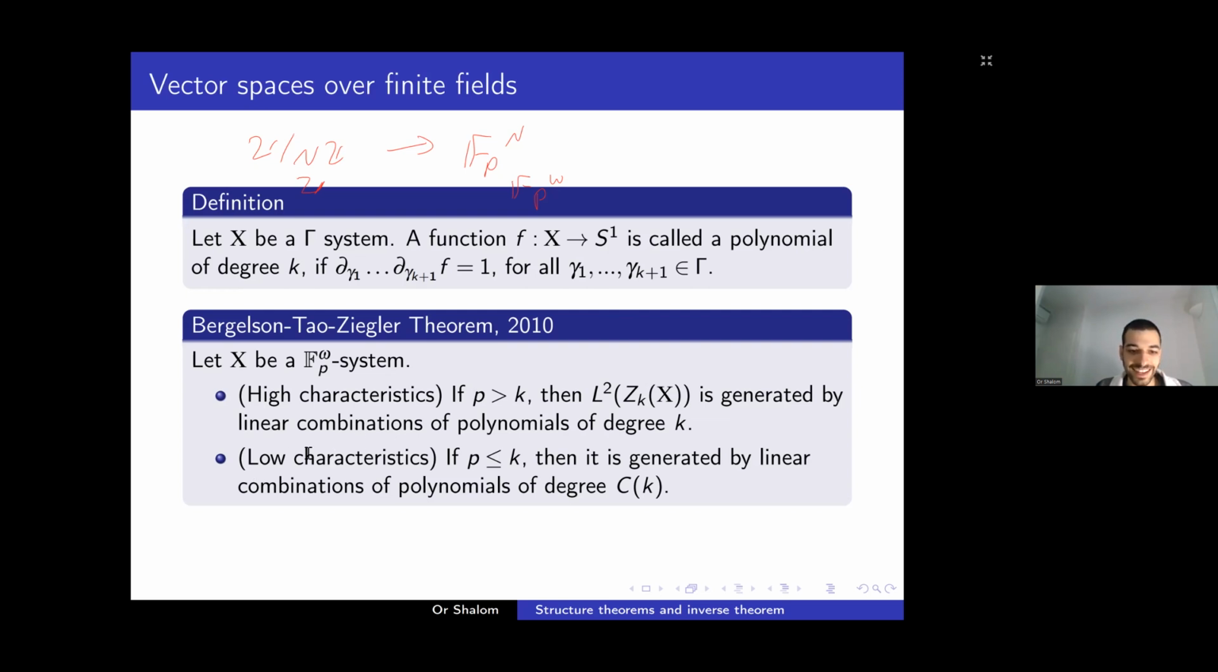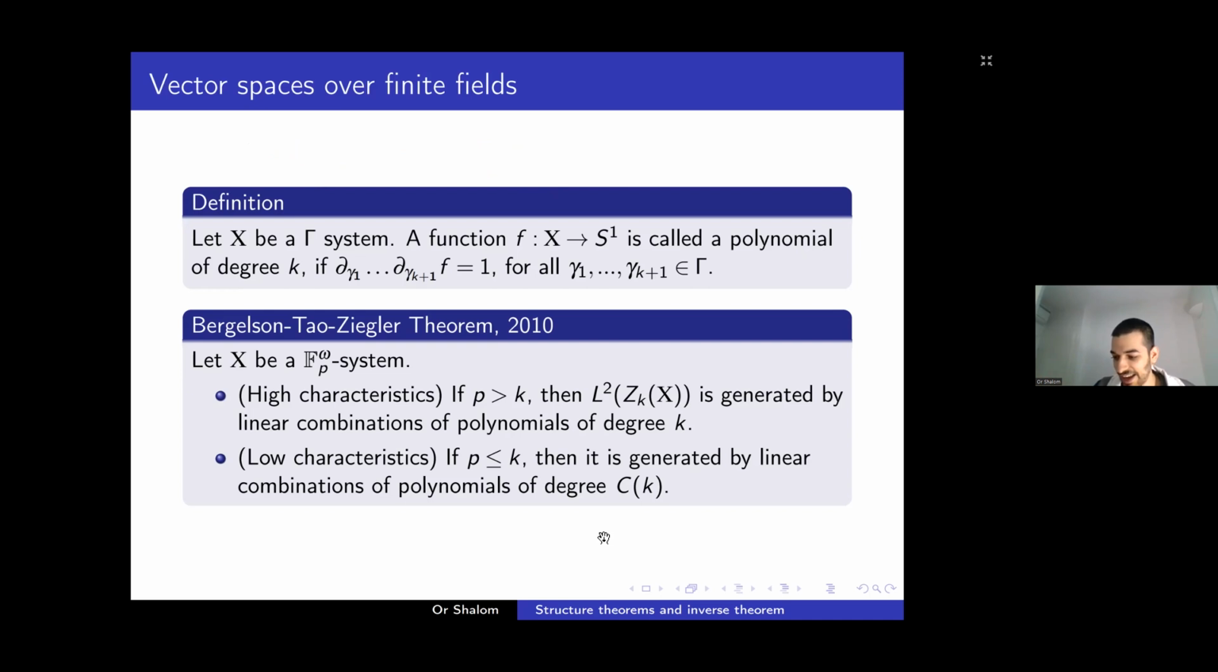But somehow, in general characteristic, they got a weaker result. So still, you don't have to consider those weird bracket polynomials. You still have to consider polynomials, but their degree might be higher. And they didn't manage to compute the optimal constant. They actually guessed that the optimal constant should be k, but they couldn't prove it.